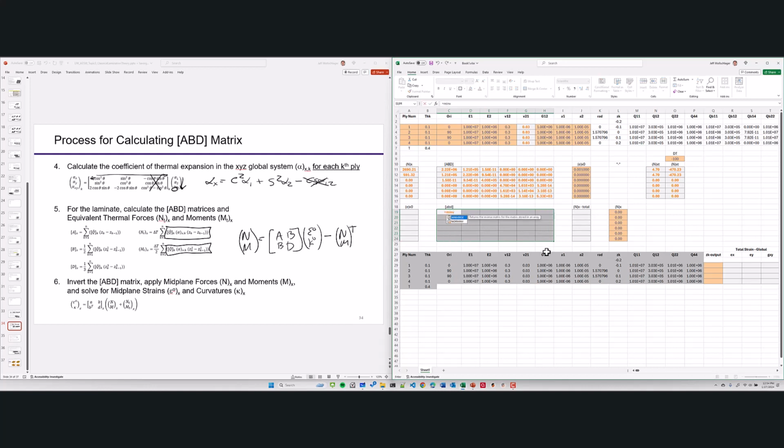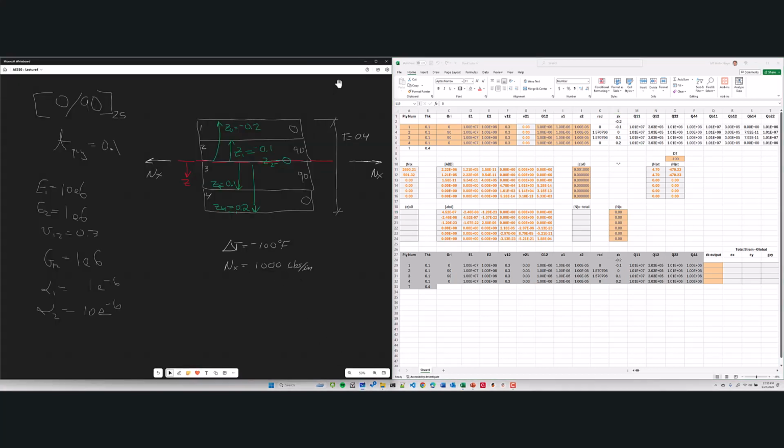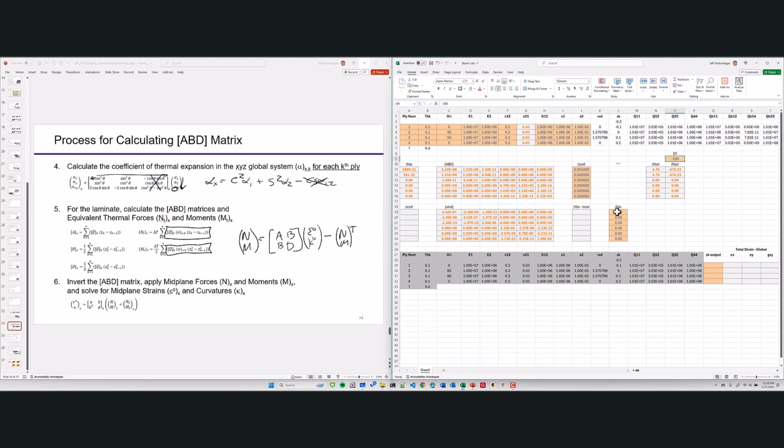It's just M inverse of the big ABD, and I get that. And then normally we would be applying, or in our problem here, let me just make sure that I got it right. What did I say? 1,000 pounds per inch and a minus 100 delta F. So we already got the minus 100 delta F. We would normally be applying some load, 1,000 pounds per inch, and then my total load is going to be equal to the applied plus the thermal. As you see in the calculation here.